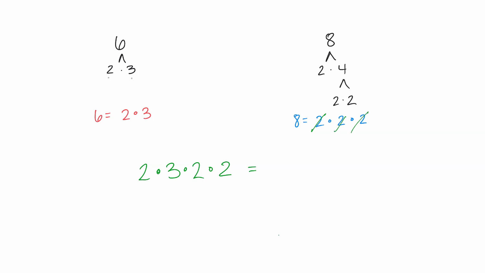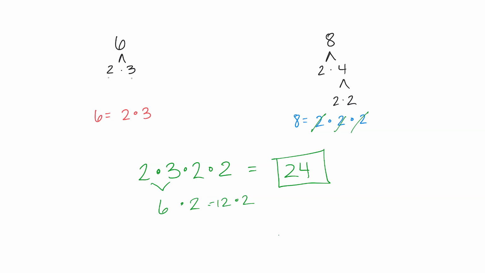Now what we're going to do is multiply this out, and we will have our least common multiple. 2 times 3 is 6. 6 times 2 is 12. 12 times 2, 24. So it's kind of the same thing that we did in the previous problem where we were listing multiples.